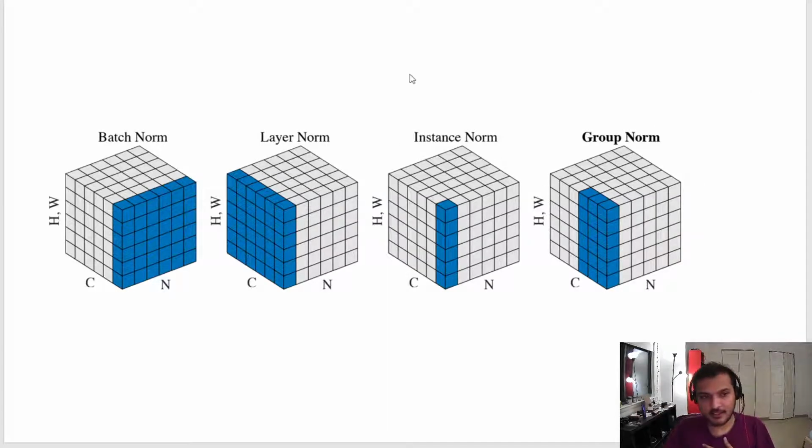These are the more famous kinds of implementations. We have here batch norm, layer norm, instance norm, and group norm. This figure I got from the group normalization paper. So let's see how each of them works.